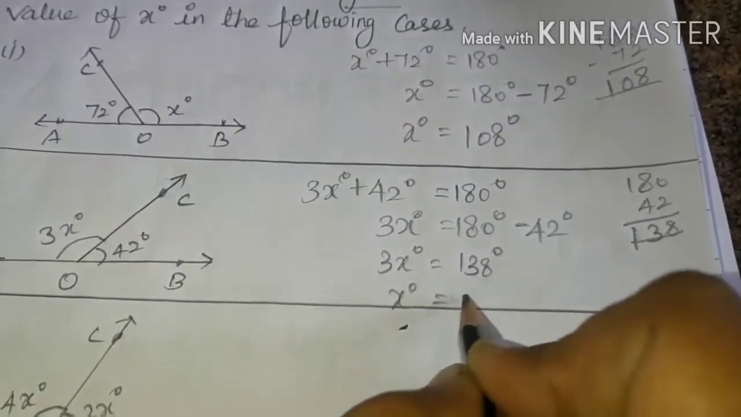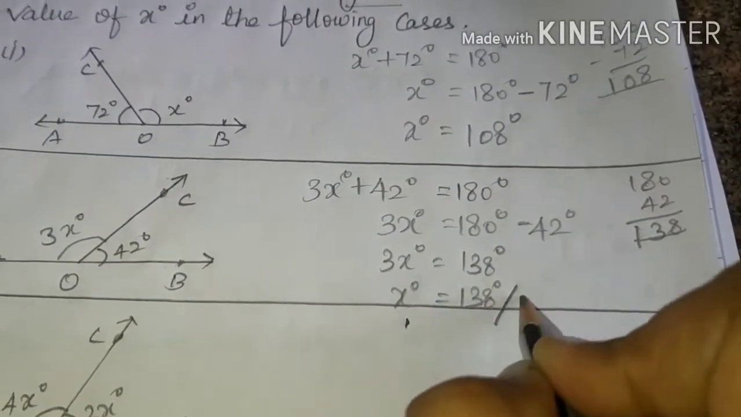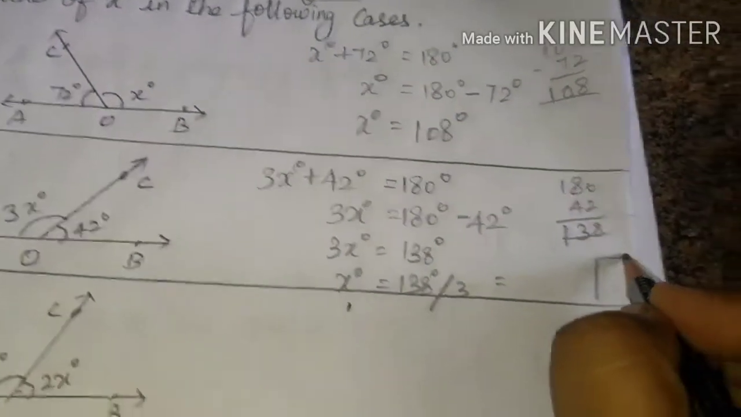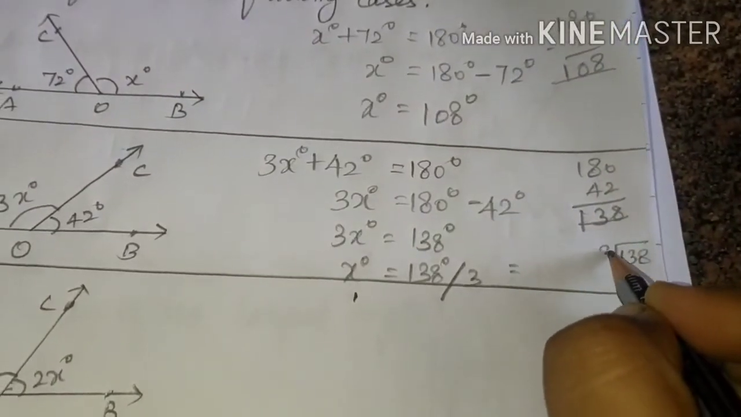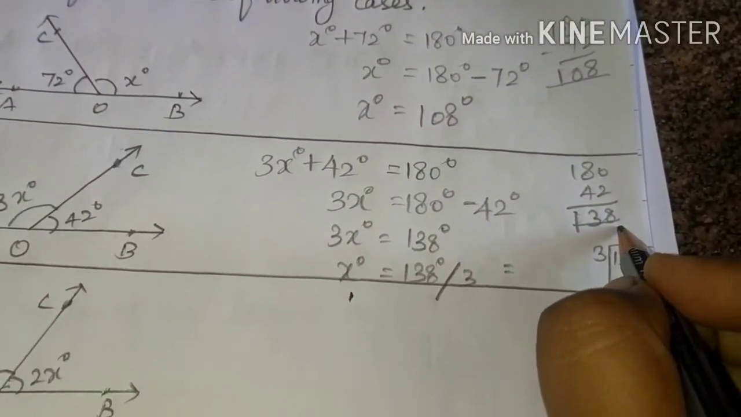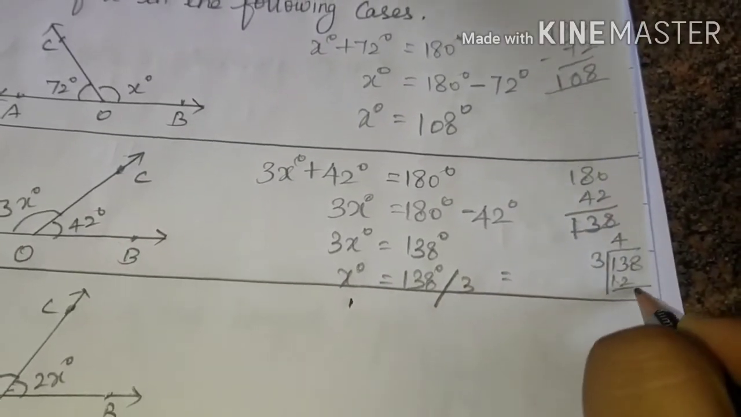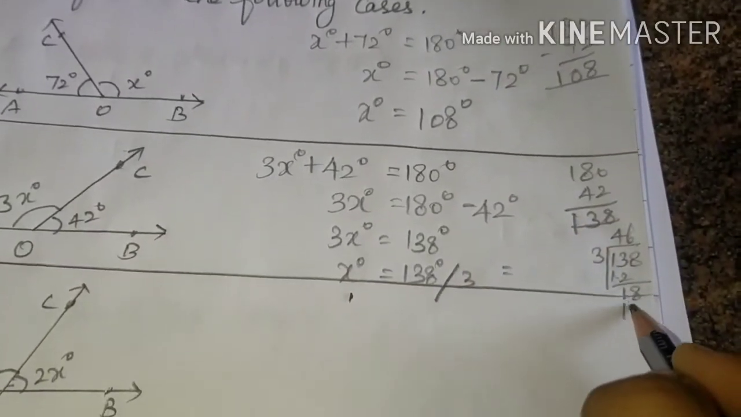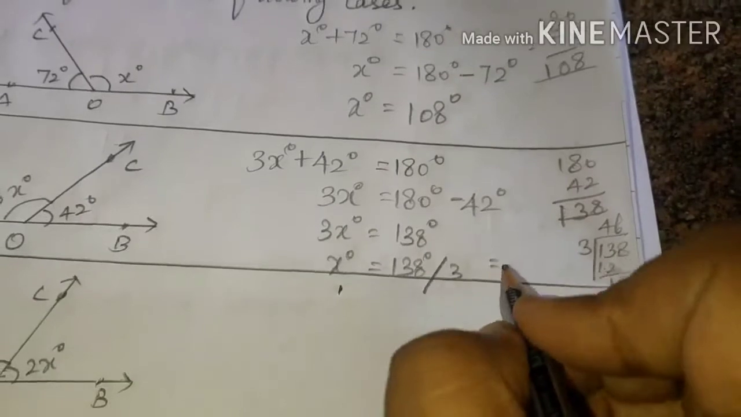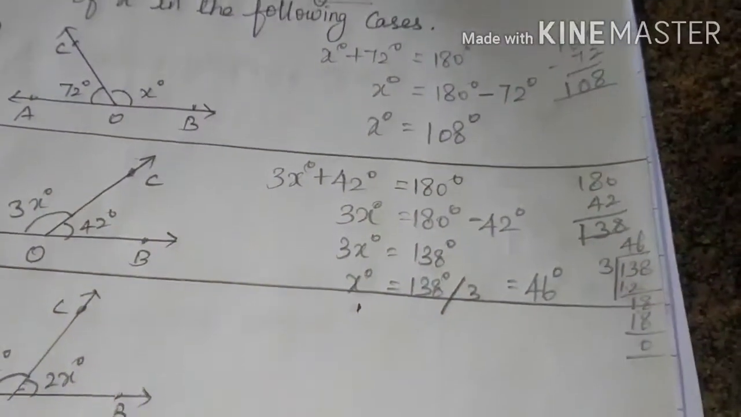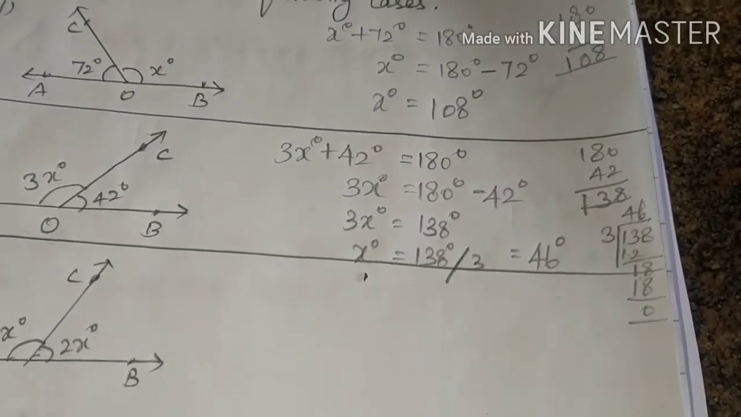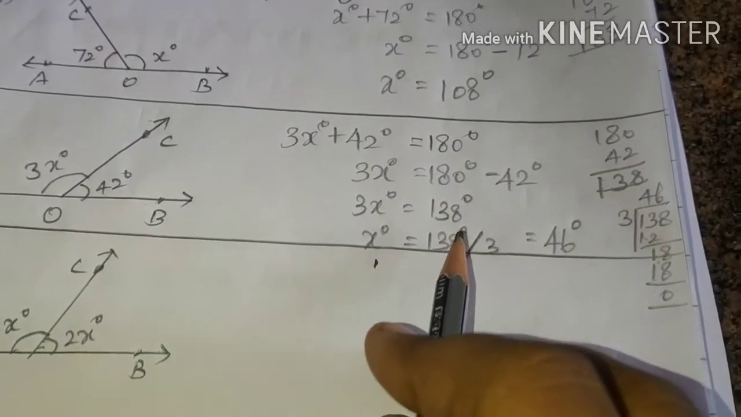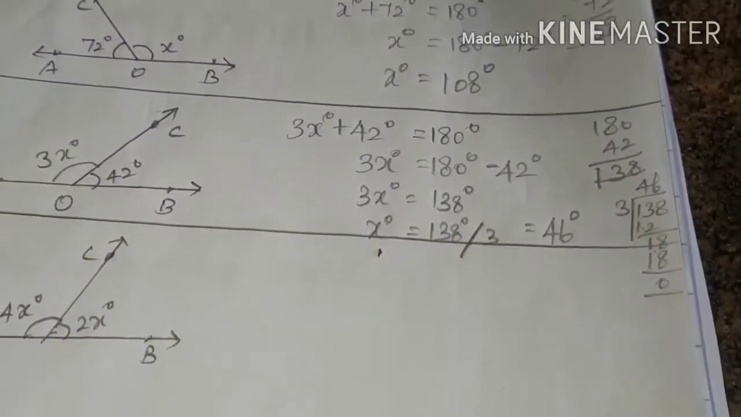Now x degrees equals 138 degrees divided by 3. If you divide, what will you get? Do the division. 138 divided by 3. 3 fours are 12, remaining 1, 18. 3 sixes are 18, so 0. So I'll get the answer 46 degrees. Have you understood, children? Here there is multiplication by 3, so when it moves to the other side, it becomes division. So 138 degrees divided by 3, we will get 46 degrees.